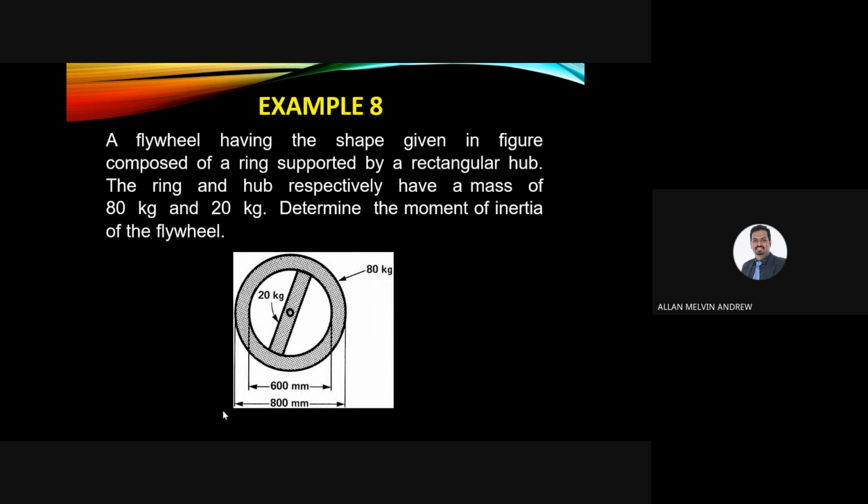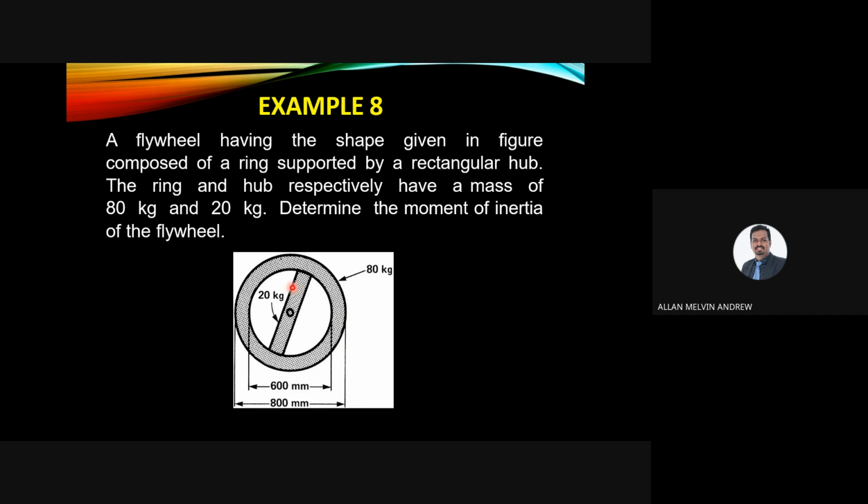Okay, last example for today. A flywheel having the shape given in the figure is composed of a ring supported by a rectangular arc. The ring and arc have masses of 80 kg and 20 kg respectively. Determine the moment of inertia of the flywheel. You can see it has a hollow ring and a bar in between, and this is the center of rotation for both. The diameters are all given, so we can calculate the moment of inertia.